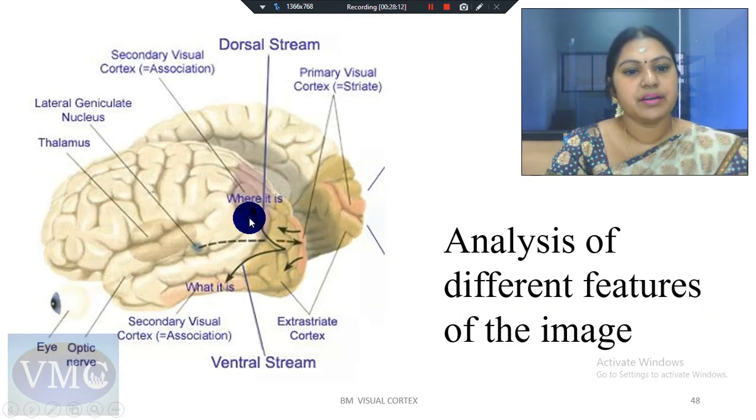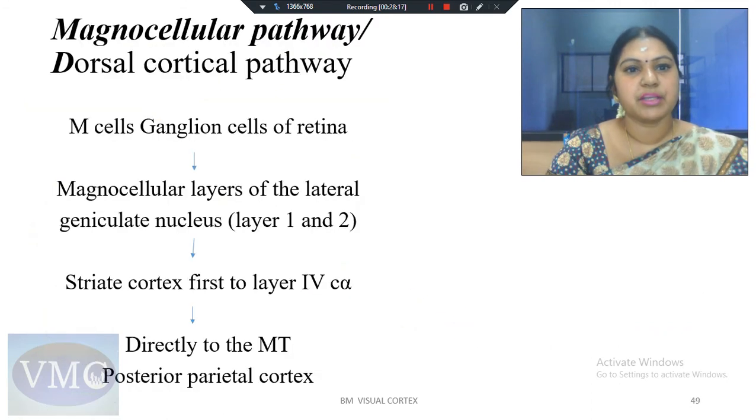So this is where and this is what. So analysis of different features of the image occurs here.